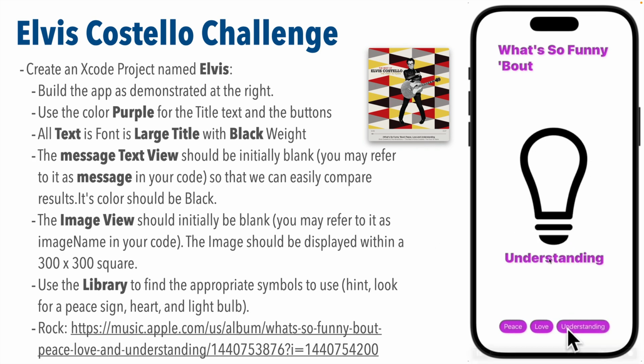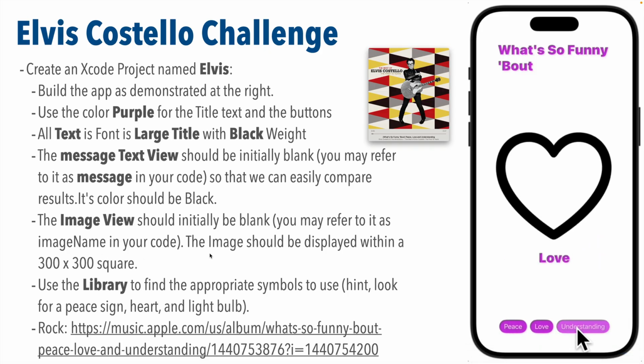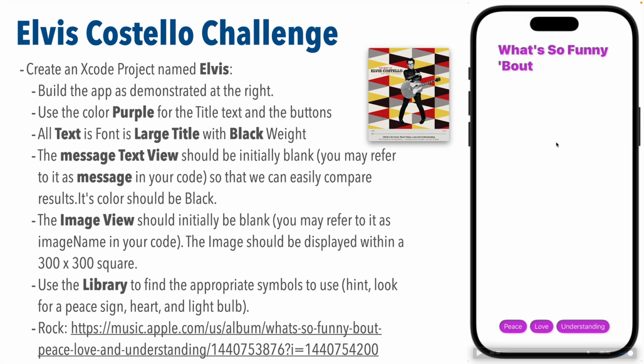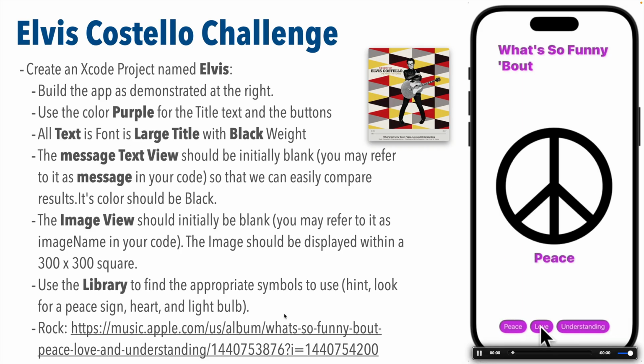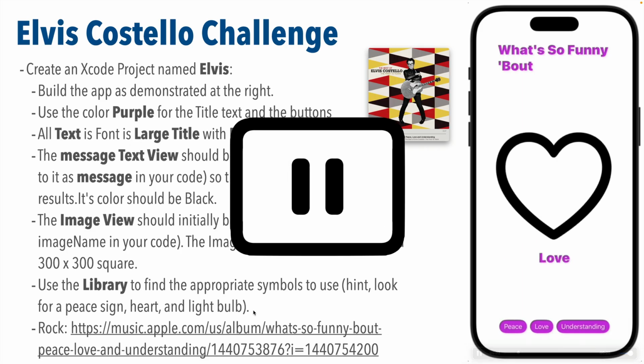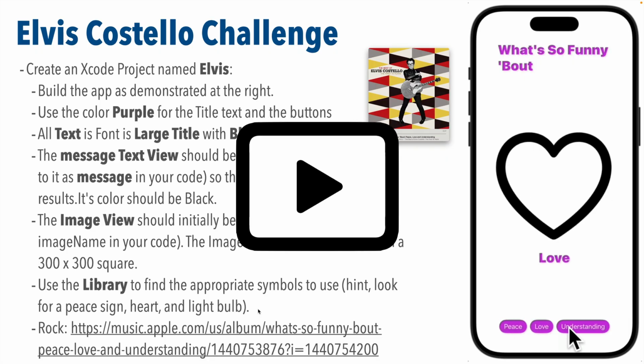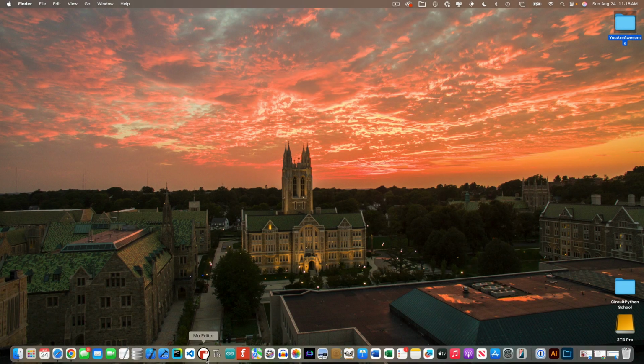The image view should initially be blank. You can refer to this as imageName in your code, again, so we can compare. And the image should display inside a 300 by 300 square. Now use the library tool to discover appropriate symbols. Hint, look for a peace sign, heart, and light bulb. So right about now, Funky Swifter, why don't you pause, give this a try, and when you're ready, resume, and let's compare answers.